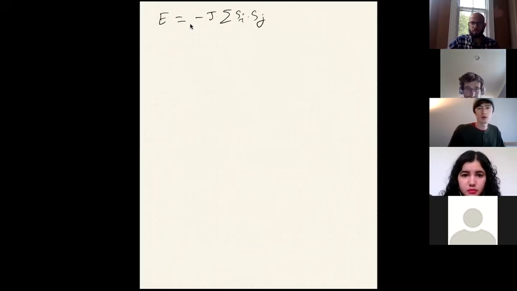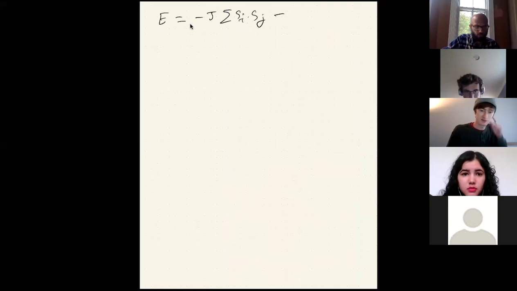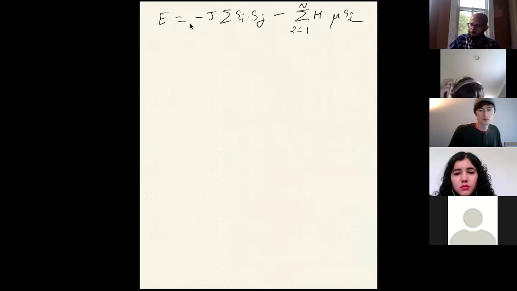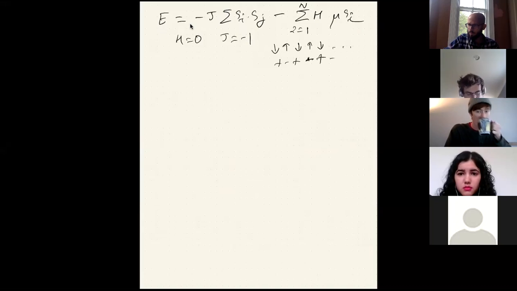Okay, so we have E equals minus J S_i S_j. And how did we introduce the H term? We had minus summation i equals 1 to N H mu S_i. So what you just did in the pop quiz was with H equal to 0 and J equal to -1. And in this case, the configuration will be up, down, up, down, or plus, minus, plus, minus. We are using these things analogously.